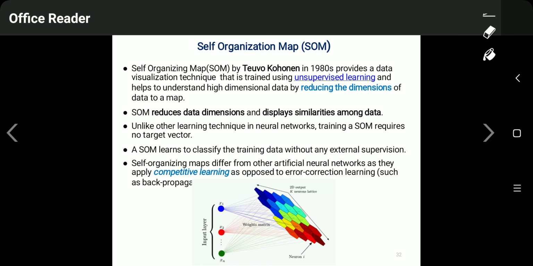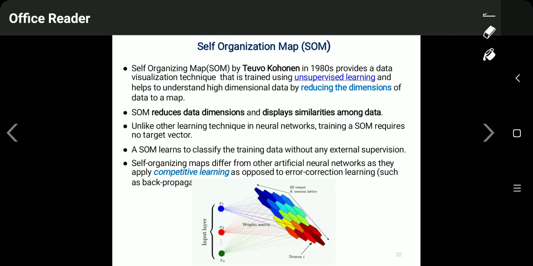Why? Because if we can get the lower dimensionality without affecting the important data, then the analysis will become very easy. Now just see here how the self-organization map reduces the high dimensional data set into low dimensional, and in most cases a two dimensional data set, without any external supervision.